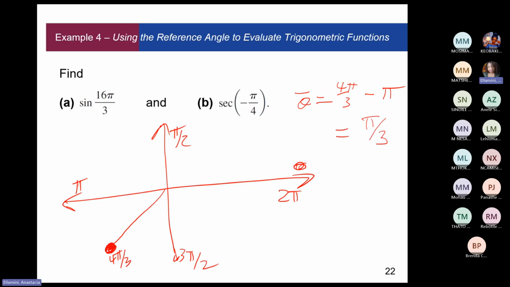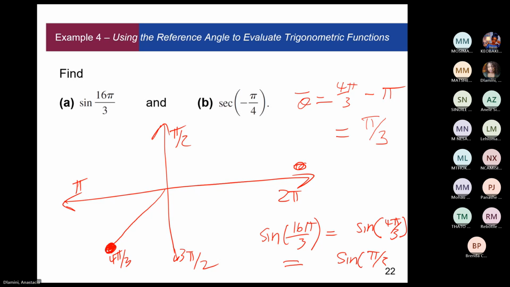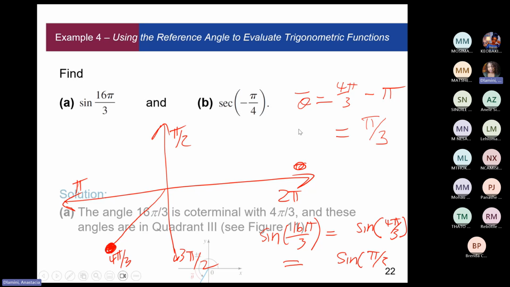So meaning that sine of 4 pi over 3 is also the same as the sine of pi over 3. But because pi over 3 is a reference angle, we need to go and check what is the sine of pi over 3, according to the diagram.